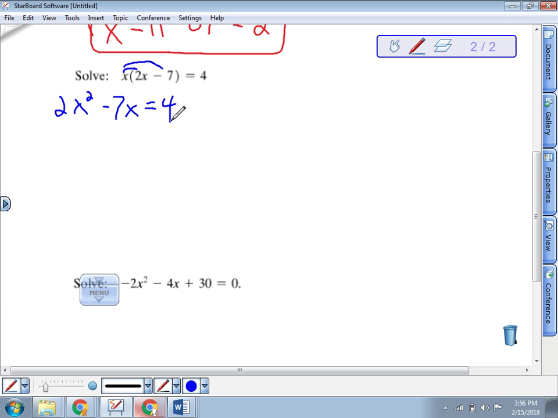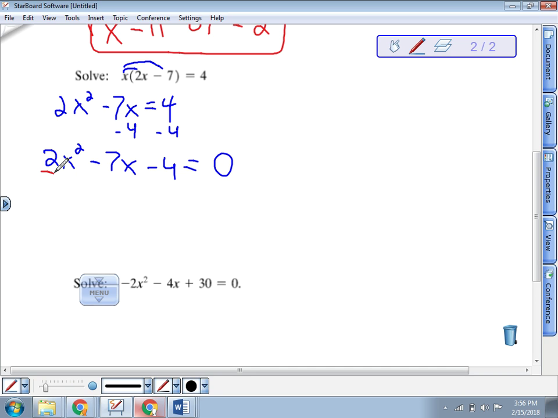Well, now I want this thing set equal to 0, so I'm going to subtract 4 from each side. When I do that, I'm left with 2x squared minus 7x minus 4. I can't combine those, they're not like terms. Now it's equal to 0. Well, now I need to factor this. Leading coefficient is a 2.